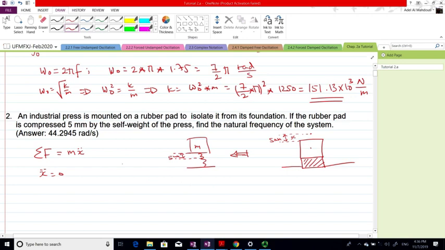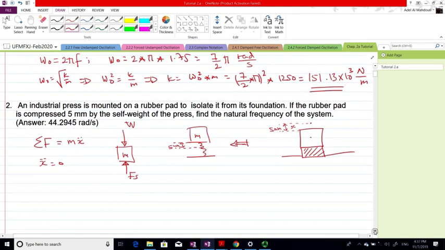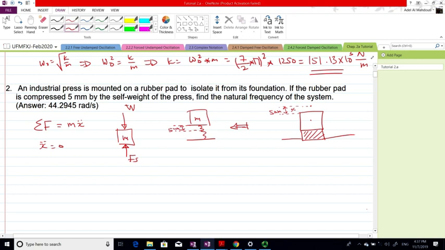Let's make the free body diagram. This is the mass. What force is acting on that? So we have the spring, which tries to push it this way. This is the spring force, Fs. And the weight, which is in this direction. Let's call it W, weight. Now, let's make the equation of motion. Is there any other force? Gravity will be the weight.